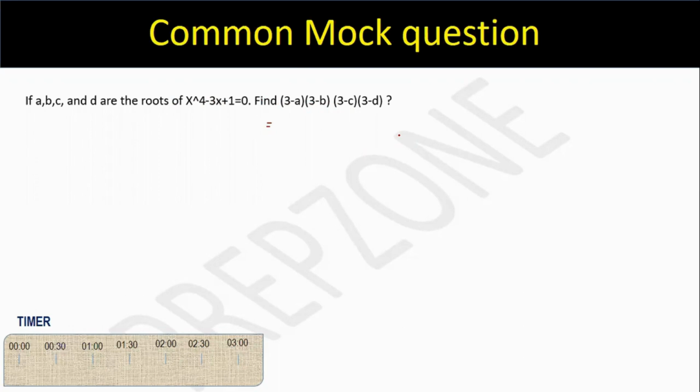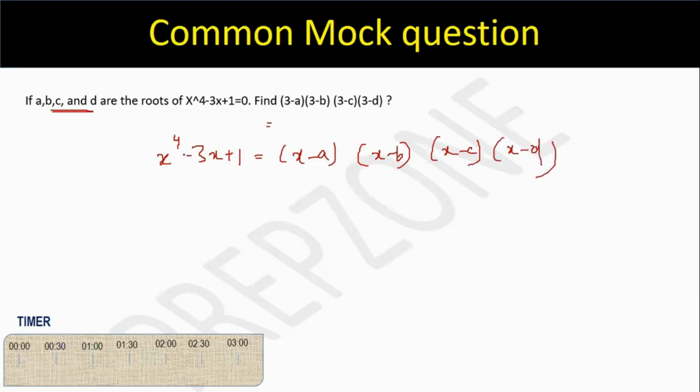See Gitanshu, you tell me, I will make you solve this question. See, x to the power 4 minus 3x plus 1, if a, b, c, d are the roots of this equation, then how can I write this equation in the form of a, b, c, d? x minus a into x minus b into x minus c into x minus d. This is clear to everyone because a, b, c, d are the roots of this equation, so I can rewrite the equation as this.